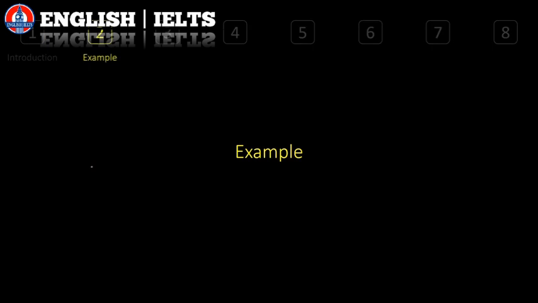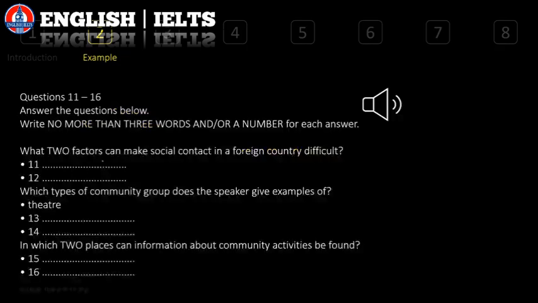Now let's see an example so that you can easily understand what I mean by a simple question kind of answer. This is what you see here. We have the question, what 2 factors can make social contact in a foreign country difficult? You see, this is a direct question. It could be 2 factors, it could be 1 factor. Here they have mentioned 2 factors. It could be 1 factor they might ask, but it is a direct question for a short answer. Now look in the instruction, they have mentioned 3 words. So watch out for that, okay?